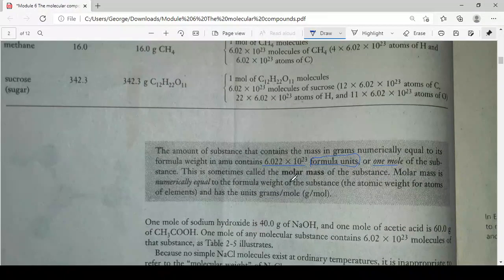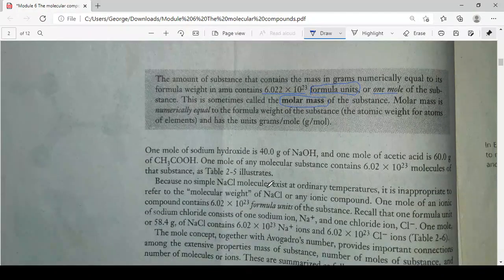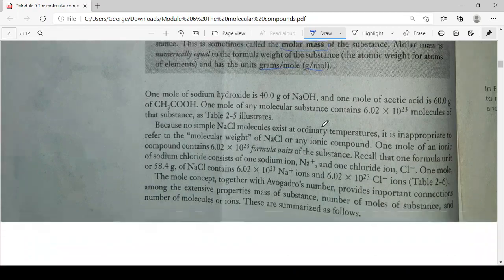This is sometimes called the molar mass of the substance. Molar mass is numerically equal to the formula weight of the substance. So the atomic weight of an atom of an element has the unit grams per mole. So again, what unit do we use for the formula weight of the substance? It is always grams per mole, or grams/mole.